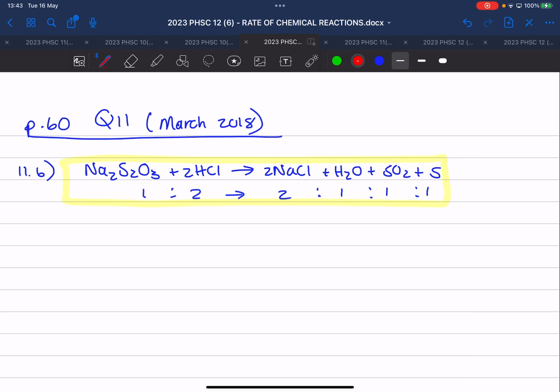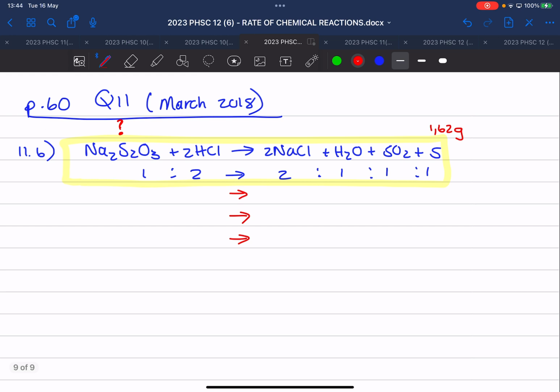Alright, now they tell you that the mass of sulfur that is produced is 1.62 grams. That is the mass. They want to know what is the mass of sodium thiosulfate. Are you allowed to fill in mass in this table? No, only moles.